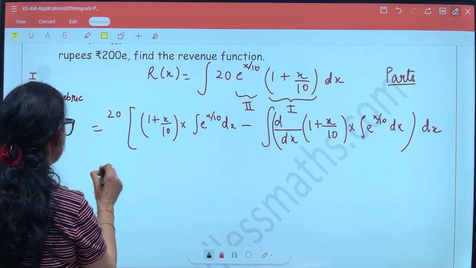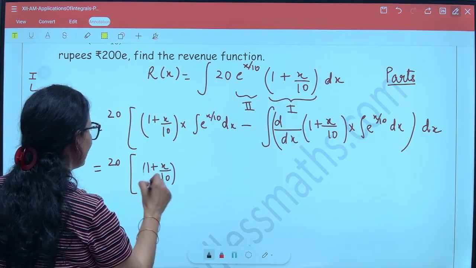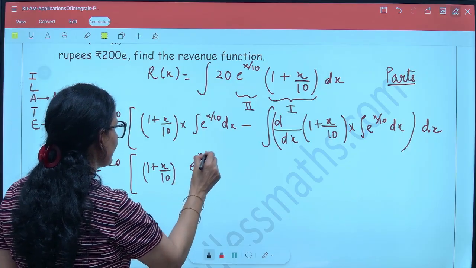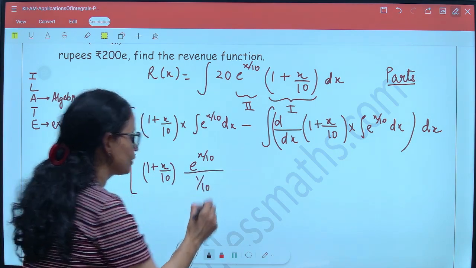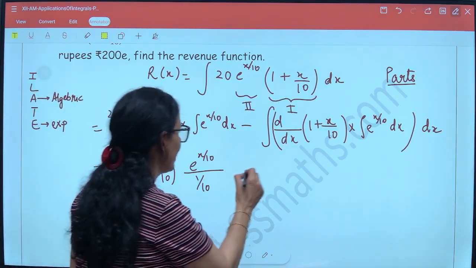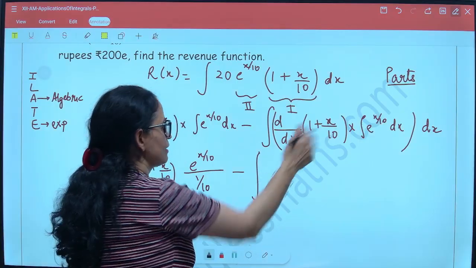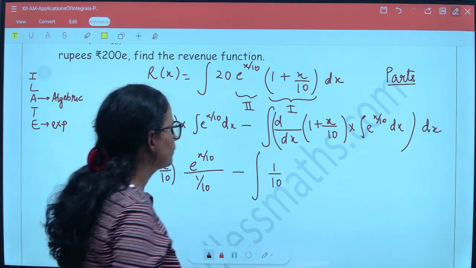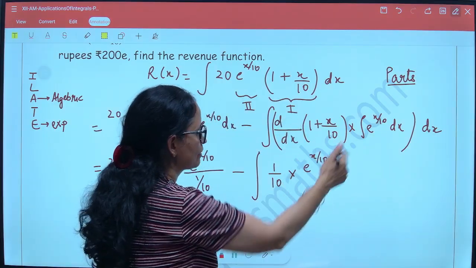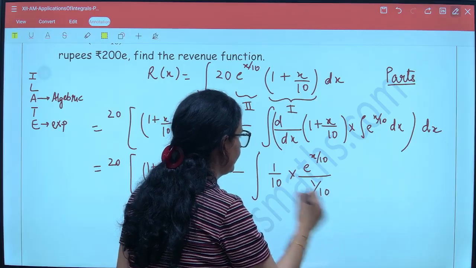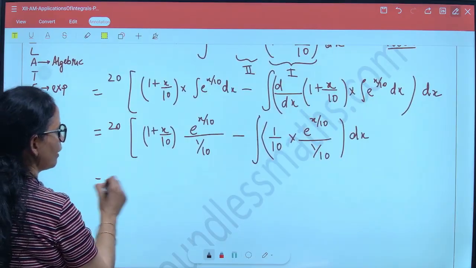So let's start to simplify this expression. So this becomes 1 plus x by 10 will remain as it is. Integral of e raised to power x by 10 is e raised to power x by 10 divided by the coefficient of x, which is 1 by 10, minus integral of, what is the derivative of this? Derivative of 1 is 0, x by 10, the derivative is 1 by 10. Then integral of e raised to power x by 10 is e raised to power x by 10 divided by 1 by 10. So we need to integrate this expression once more. So what do we have?